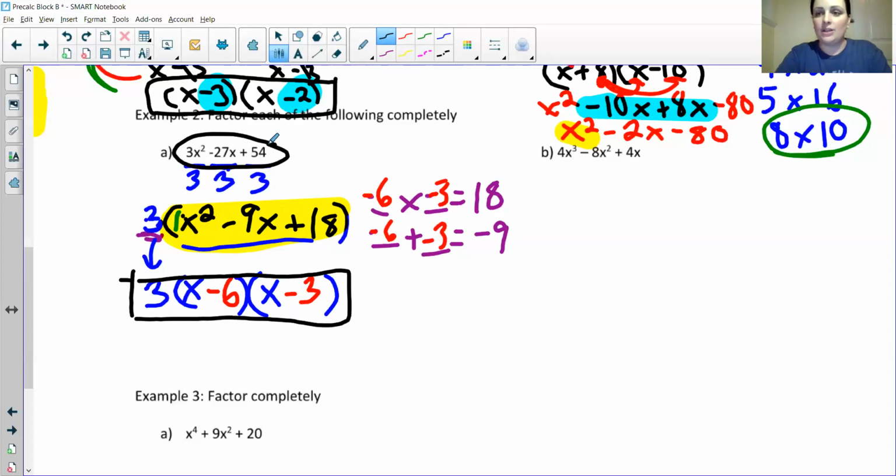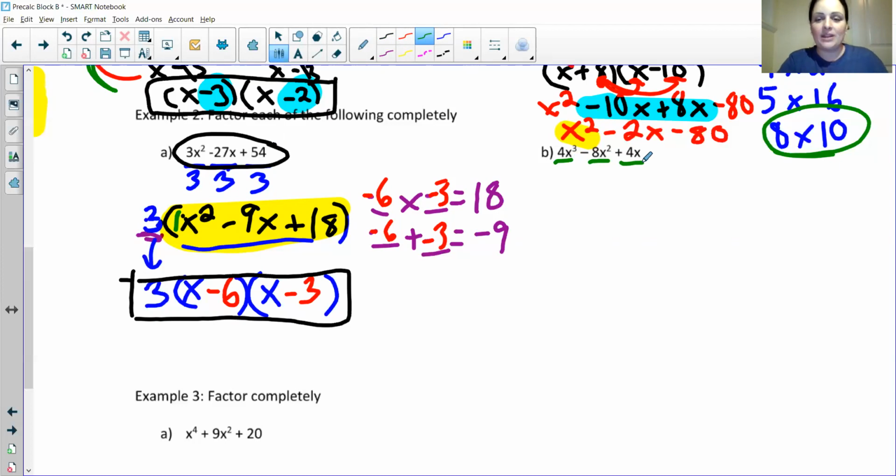I'd like you to pause the video now and try B. Welcome back. All right, so now we're going to look at these three terms. And oh, I spiced it up a little bit. It's not just a number that's the greatest common factor with these three terms. We got a variable too. So if you look at just the numbers, what number goes into 4 and 8?